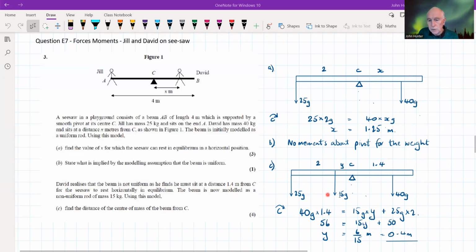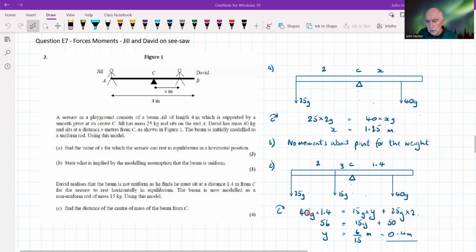Okay, so now what have we got there? Well, this situation here. This distance we've called y. We used x in the first part, so it's a good idea to use a different letter. And this distance up to where David is sitting, he discovered it's got to be 1.4. So now we can just match our clockwise moments with our anti-clockwise, and we are taking moments about C again. That's what this bit of notation actually means, and an examiner will be happy with that.